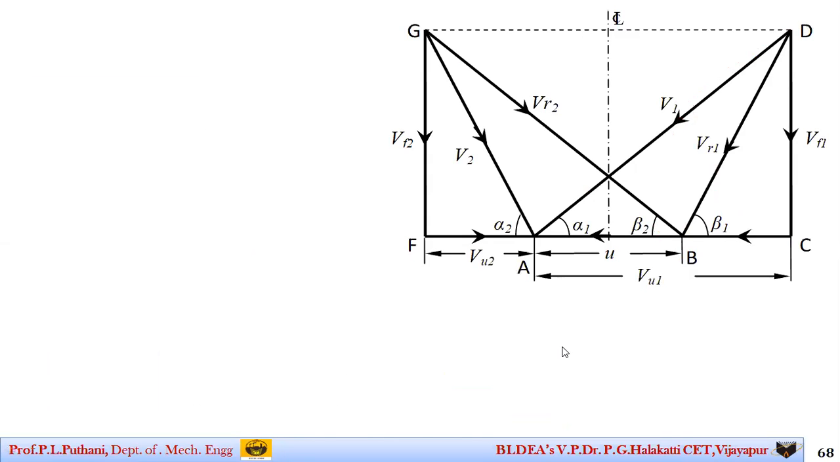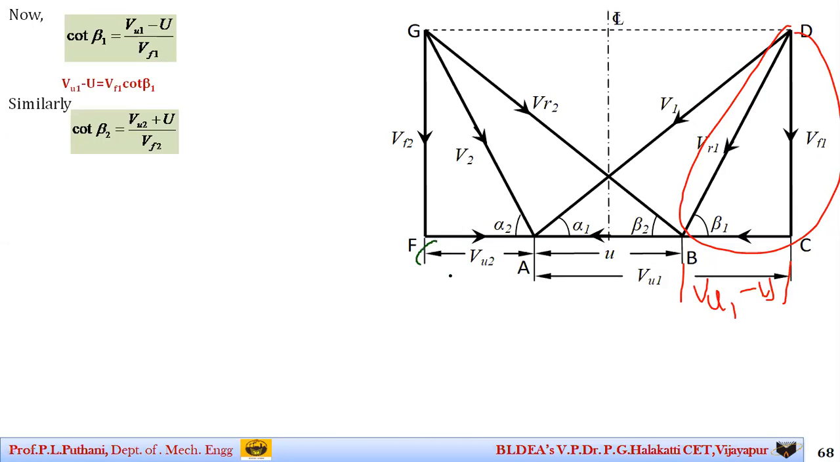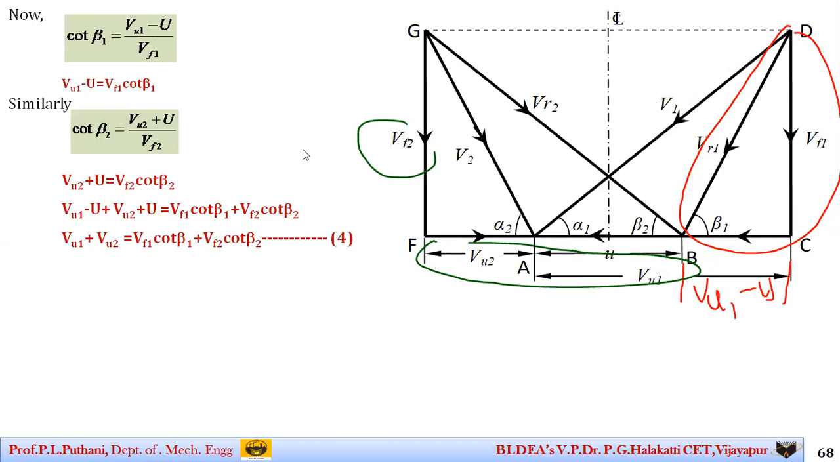Now moving ahead, for the inlet velocity triangle DBC, I can write cot beta 1 as adjacent side over opposite side. The adjacent side is Vu1 minus U divided by Vf1, or I can write Vu1 minus U is equal to Vf1 cot beta 1. Similarly, with respect to the outer velocity triangle, cot beta 2 is Vu2 plus U divided by Vf2, or I can write Vu2 plus U is equal to Vf2 cot beta 2.